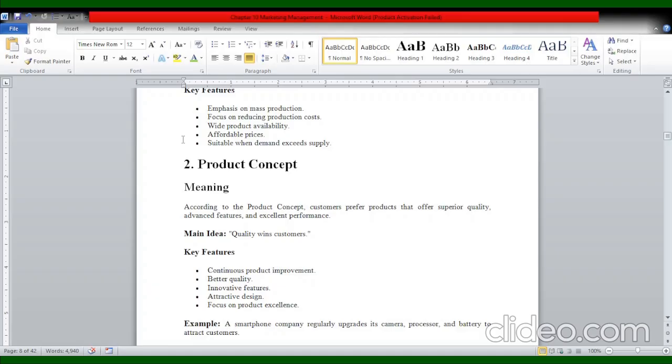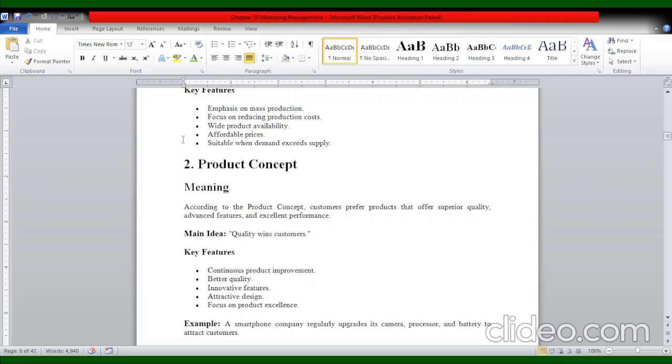This is how your product will help the customer gain more and more benefit. In this way, you would be able to prioritize your product in the market, but the main idea will be quality, right? We are not focusing only on quantity. In the production concept, we focus on quantity, but in the product concept, we focus on quality.